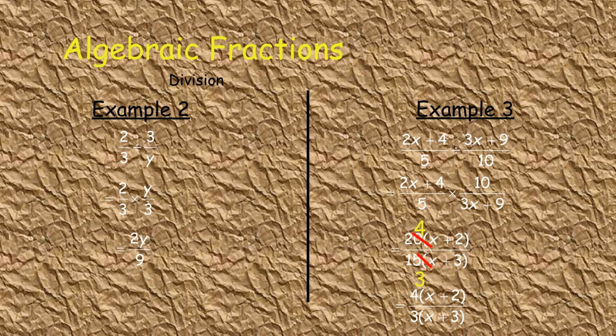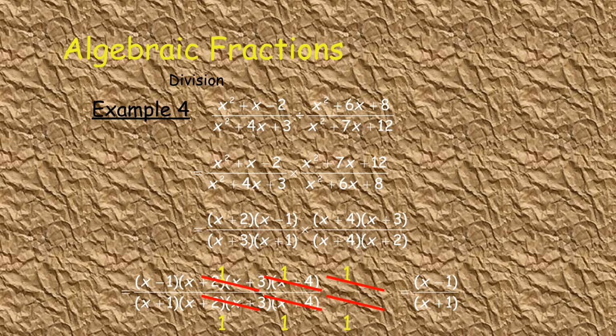Example 2 is a simpler one, while example 3 involves expressions that need to be factored first before simplifying. Example 4 of algebraic fraction division demonstrates the process of keeping, changing, and flipping. We factor the quadratic expressions and then cancel out common factors to reach the final simplified expression.